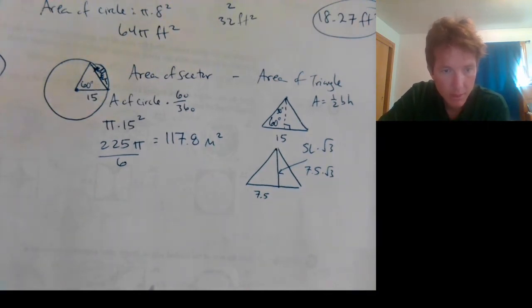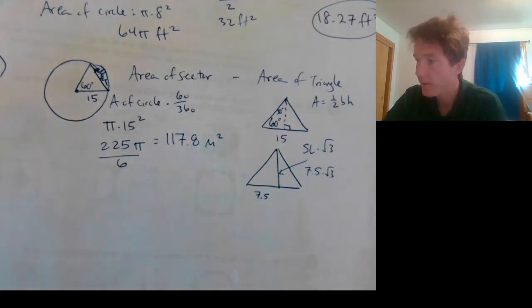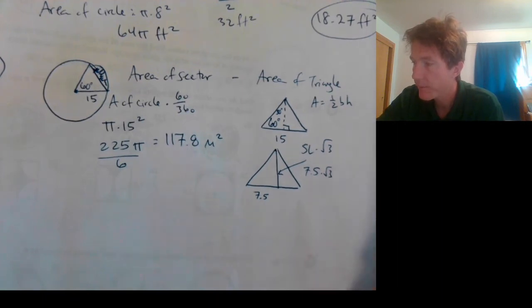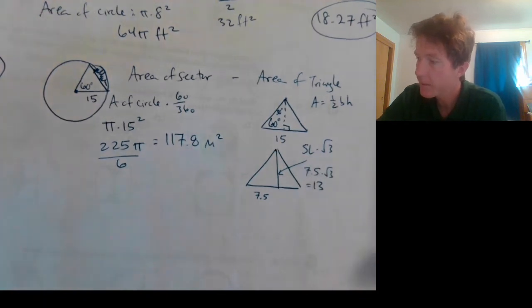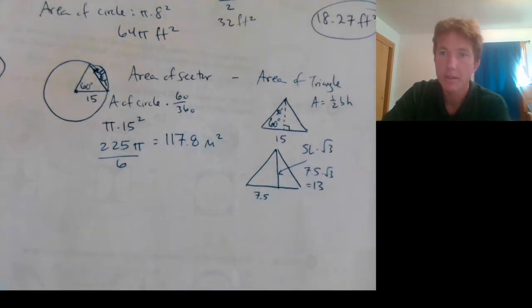Let's see, square root, how do I do that on this thing? Sorry guys, I'm using my computer calculator. I guess I can just do 3 to the 1/2 power. That works. 12.99, so that's about 13. So my height here, we're going back to our little triangle.